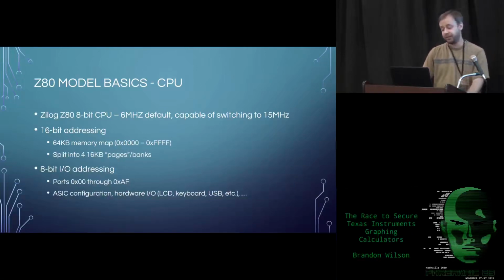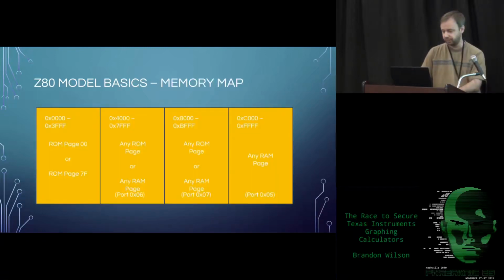As far as accessing the hardware, the Z80 has 8-bit I/O addressing, so there's a maximum of 256 I/O ports that it can talk to. And the purpose of each I/O port is different for each model, but the flash models all follow the same basic pattern, which is everything from port 0 all the way up to port AF. They do everything from ASIC configuration, LCD access, keyboard input, USB control, everything.